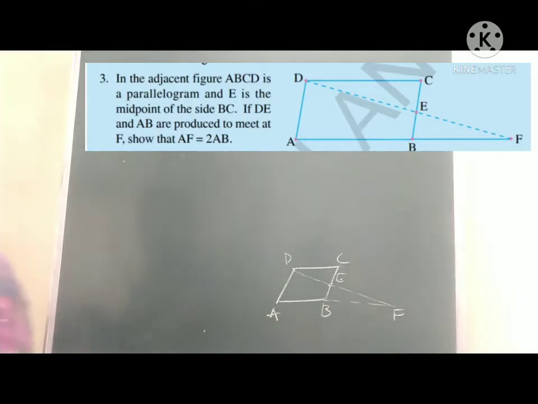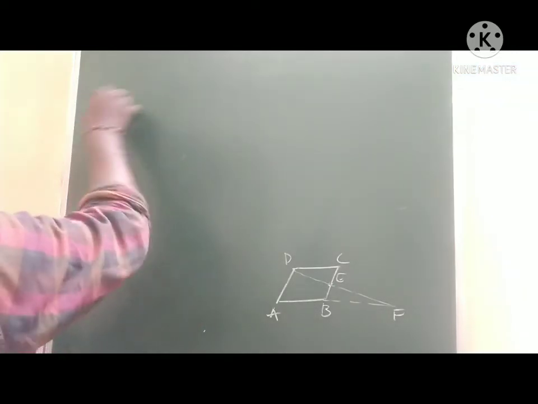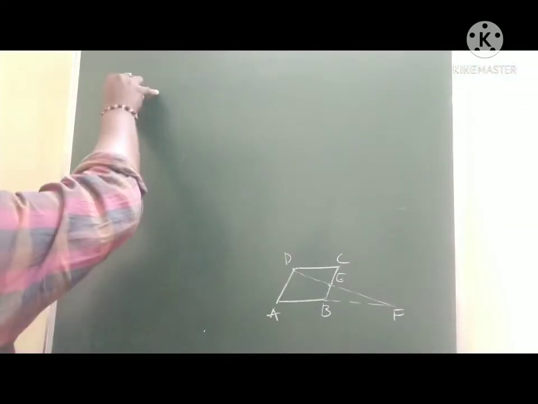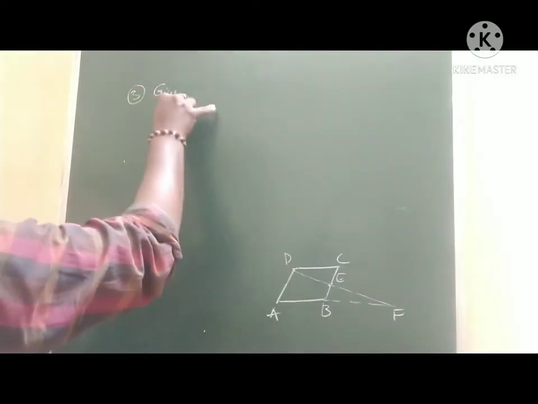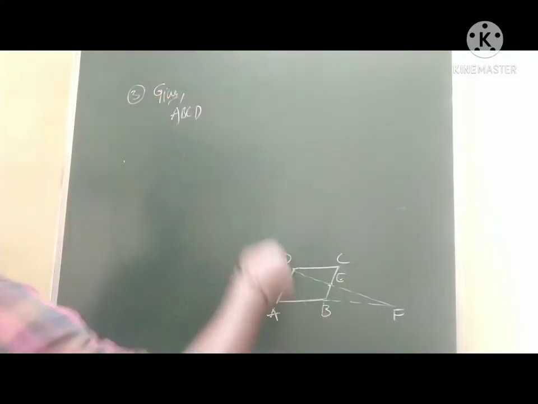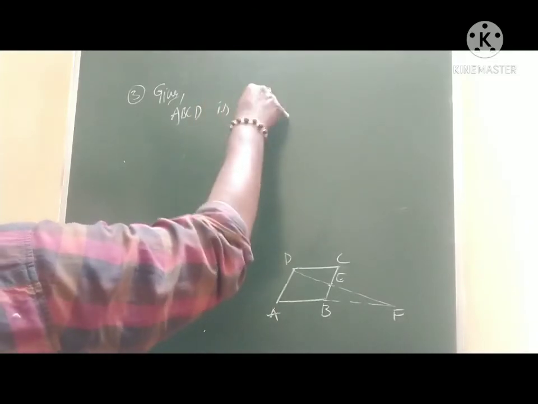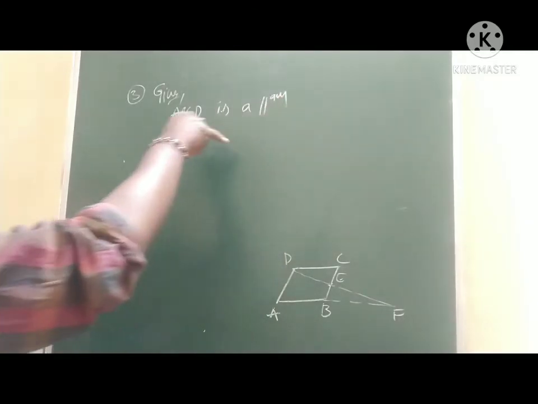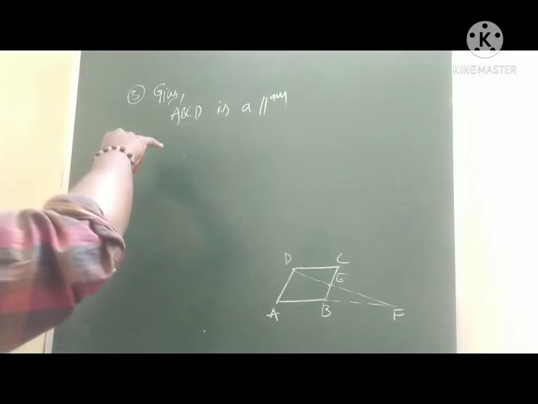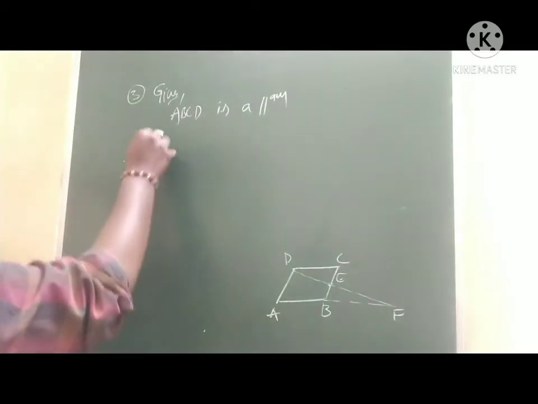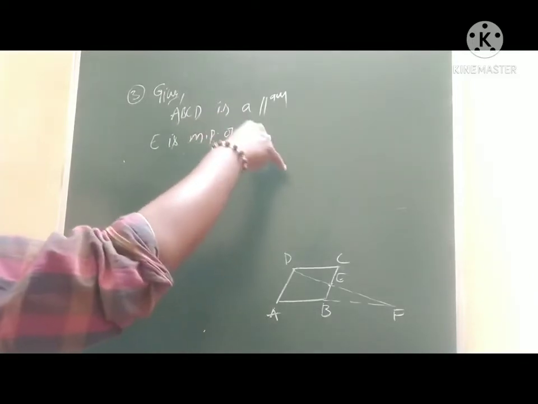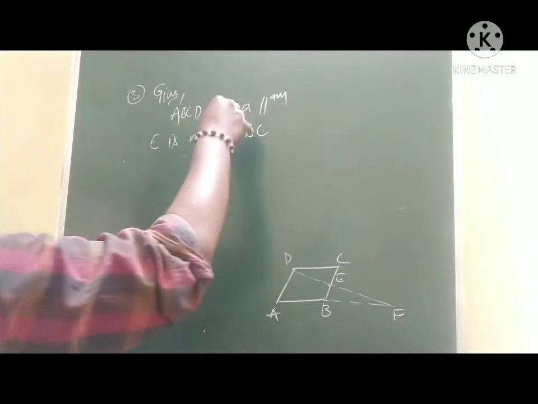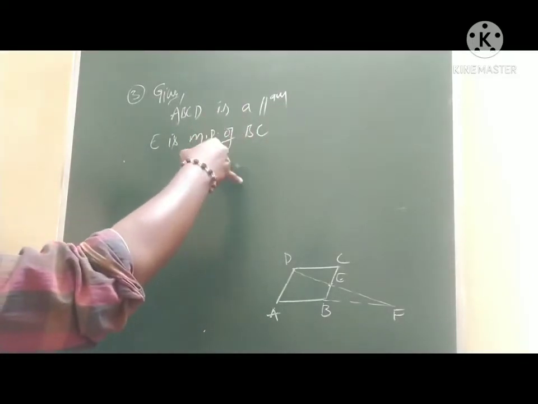Now let's have a look at the solution. So here, first of all, for the third problem, we have been given ABCD. This ABCD is a parallelogram. Okay, ABCD is a parallelogram, that is what we have been given. So here E is the midpoint of side BC. E is the midpoint of side BC.